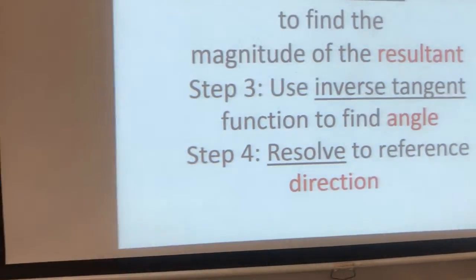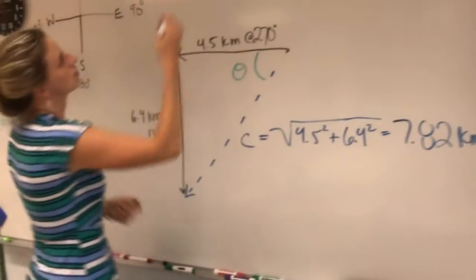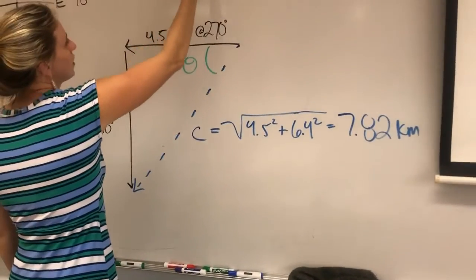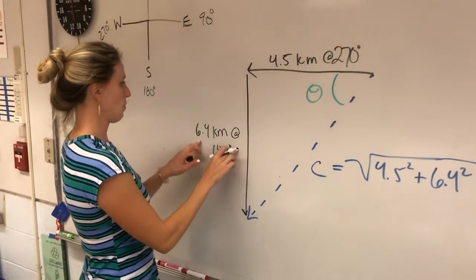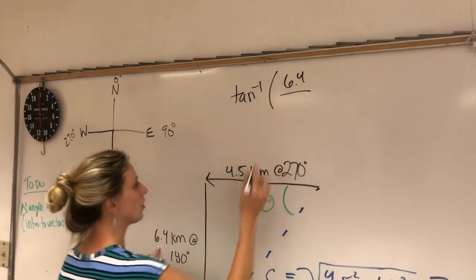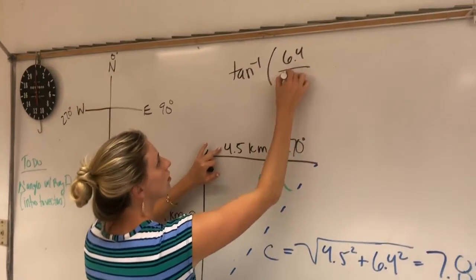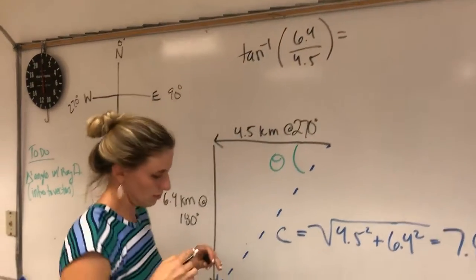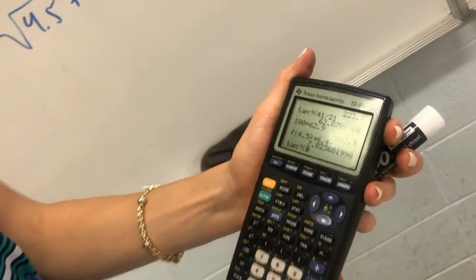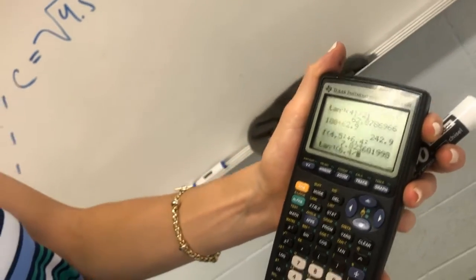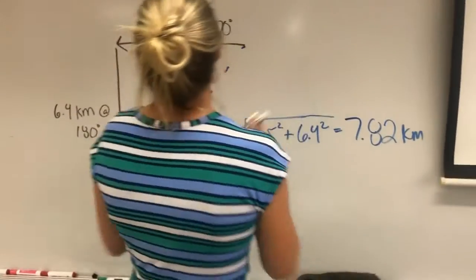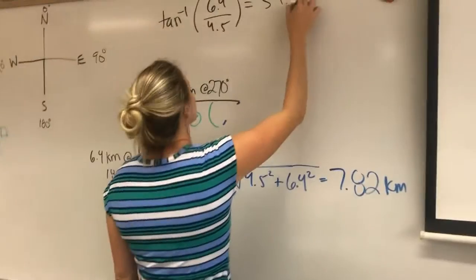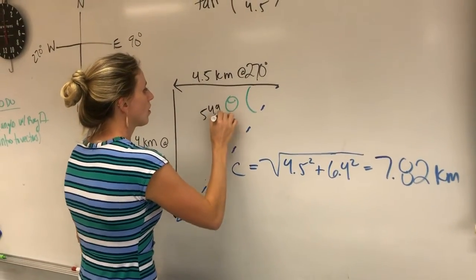Use the inverse tangent function to find the angle. The inverse tangent is tangent to the negative 1, opposite over adjacent. Which one's the opposite? That's it. Opposite over adjacent. Let's plug this in. We're almost there. Tangent inverse of 6.4 divided by 4.5. I get 54.9. So that internal angle is 54.9, that's this right here. Are we done? Not yet.